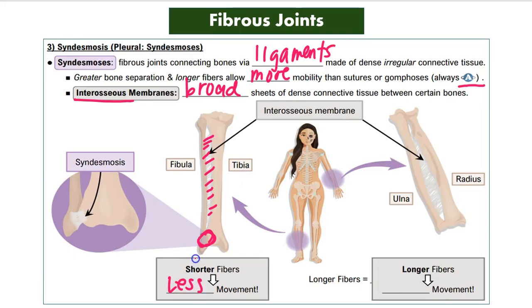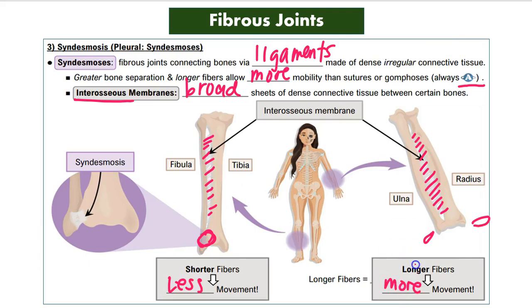Less movement here. And then if we look at our forearm, okay, we have our ulna and our radius. So our radius is going to be next to our thumb. Our ulna is going to be next to our pinky, okay? Now the radius and the ulna are still going to be connected through syndesmosis, as we know, because that's going to connect bone to bone through ligaments of dense irregular connective tissue. But what do we notice that's different from the tibia and fibula? Well, the actual interosseous membrane has longer fibers here versus the shorter fibers we saw here. Longer fibers means that you're going to have more movement.